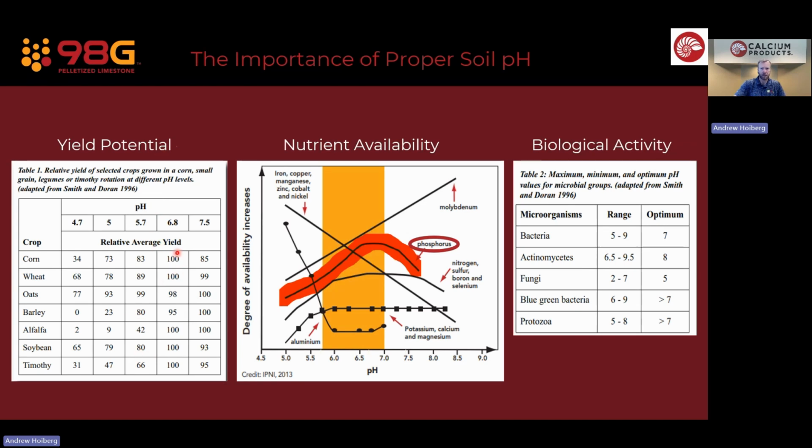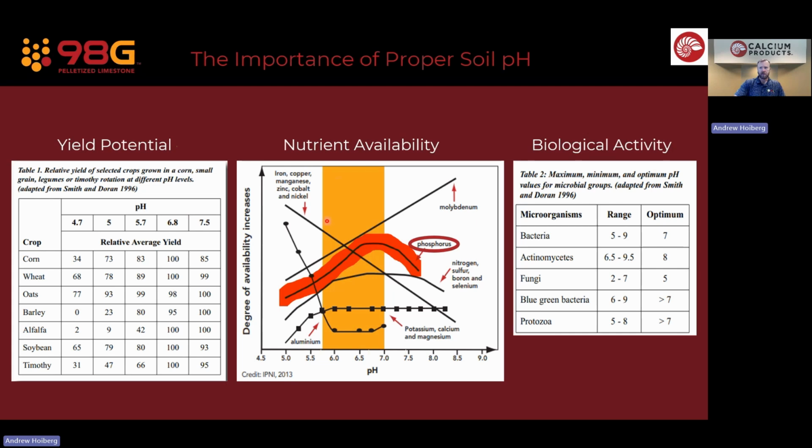And even though that doesn't get us 100% relative yield, it gets us pretty close. And so the amount of money you would spend to get your target from, let's say, 5.7 all the way up to 7.0 is not going to be offset by the increase that you would get in yield. So you have to balance these factors of economics and the money that you're going to spend on a liming application, obviously to achieve the best economic results.